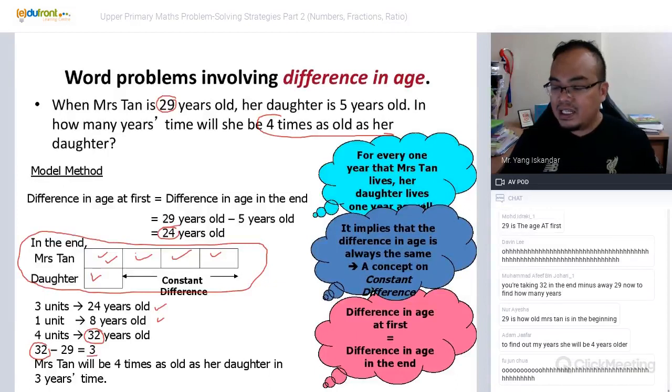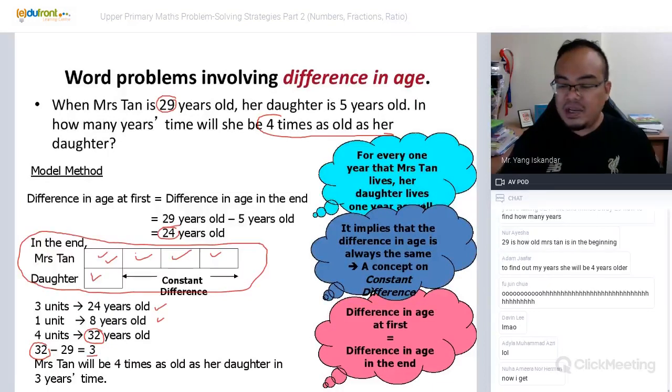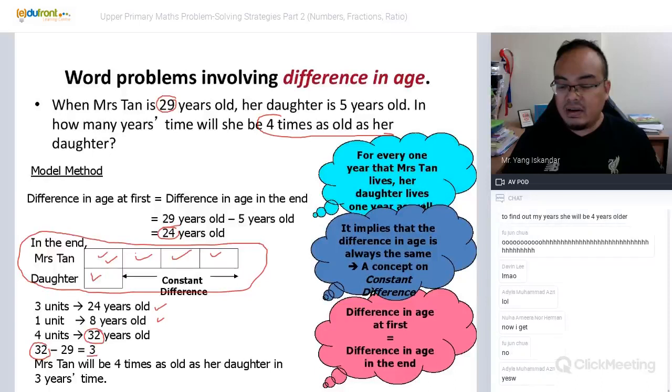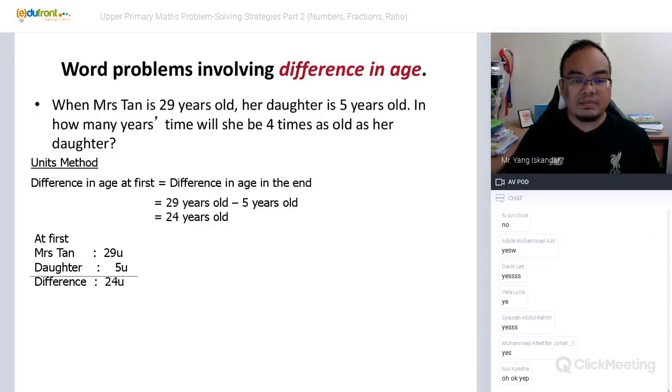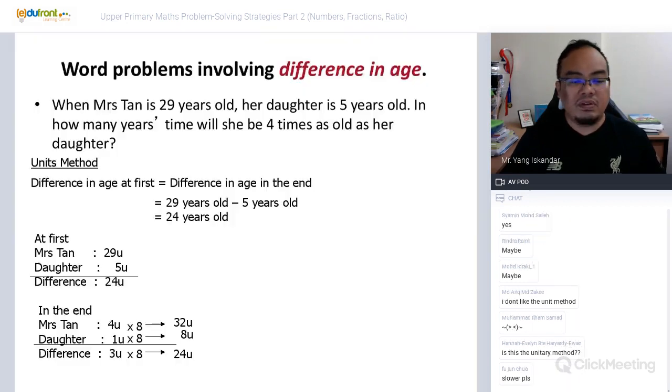Now you understand, okay? So I'm going to show you a second method, which is the units method, or unitary method. Are you ready? Okay, let's take a look at the units method. With the units method, you don't have to draw a model, right? At first, Mrs. Tan is 29 years old and the daughter is 5 years old, right? So we just put 29 and 5 here. The difference is 24, right? 29 minus 5, you get 24.